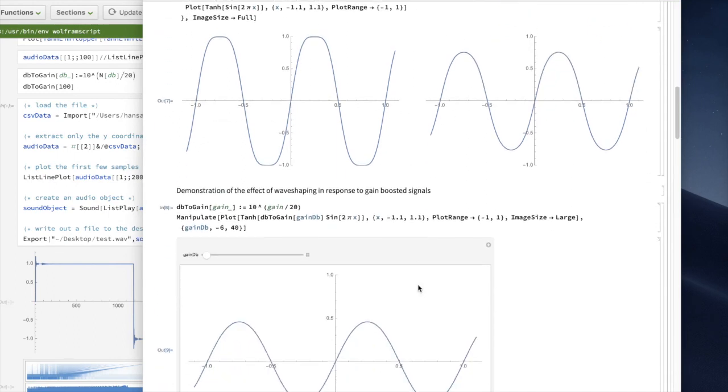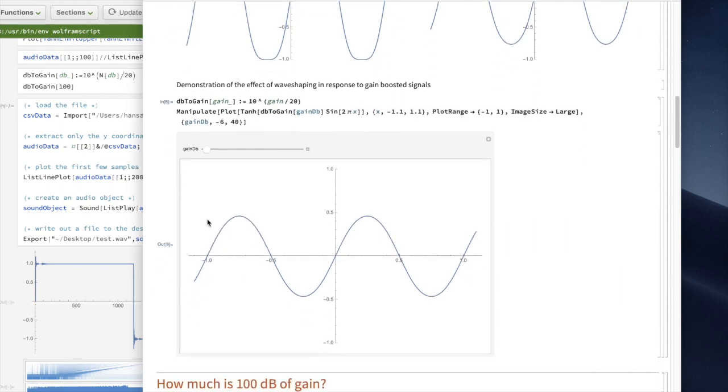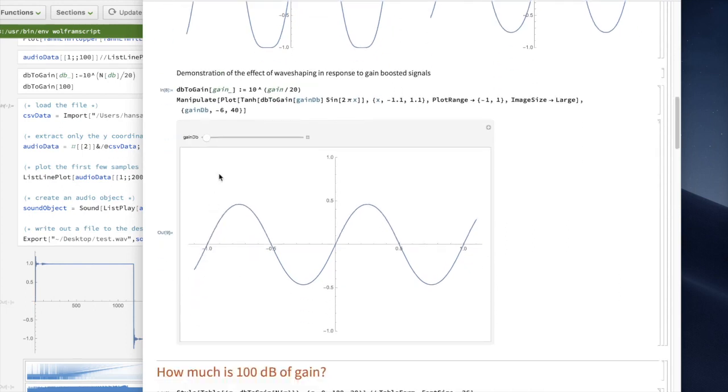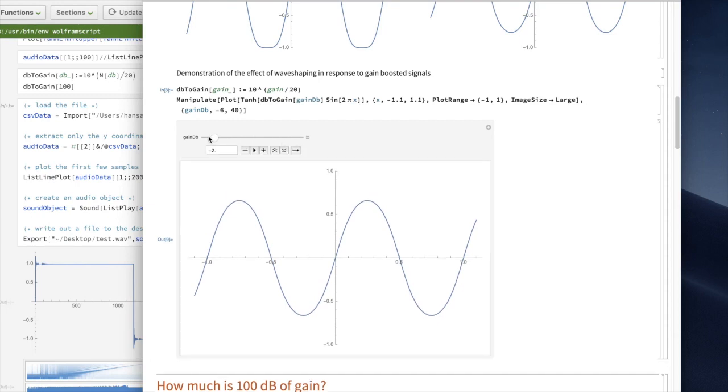But what we find is that when you drive these things really hard, it ends up not mattering a whole lot. When you're really starting to hit it with a lot of input gain, it doesn't really matter as long as you have a soft curve. They all end up doing basically the same thing when you boost the gain up really high. So I'm going to do that. We're looking at the hyperbolic tangent function. And I'll click this so you can see what my gain is.